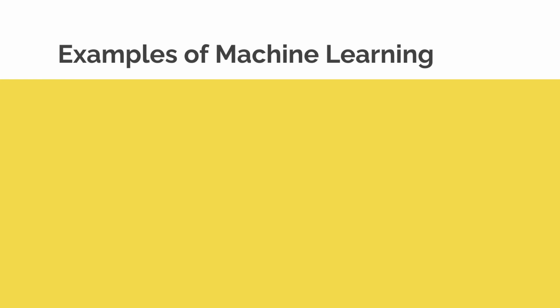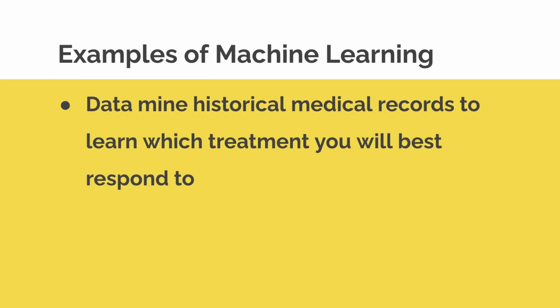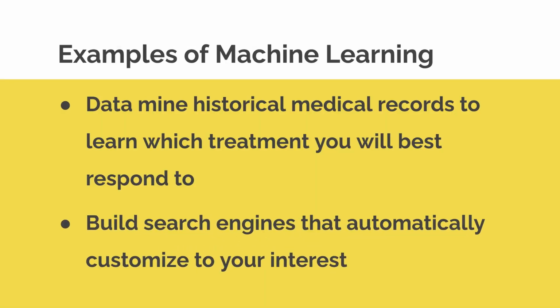Let's look at some concrete examples of machine learning. First off, one example is data mining historical medical records to learn which treatment you will best respond to. We're taking data and we are training an algorithm to learn which treatment you could potentially respond best to, and the algorithm will make that prediction by looking at trends in historical data. Another example is building search engines that can automatically customize to your interest. So as you make more searches, the search engine will learn what you are interested in, and therefore it can customize based on your personal data.